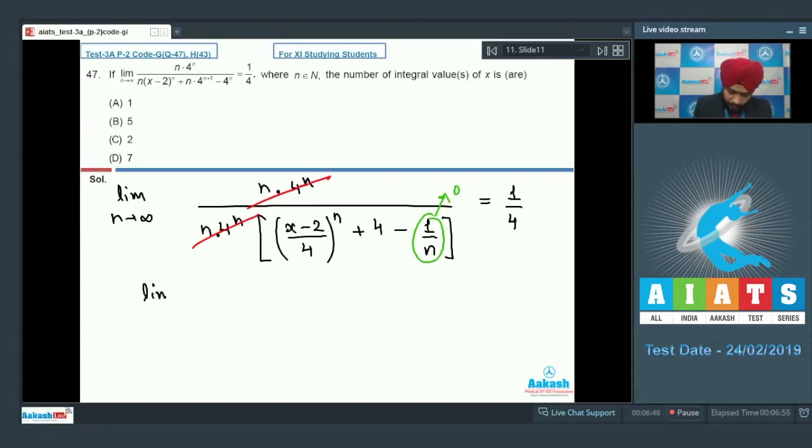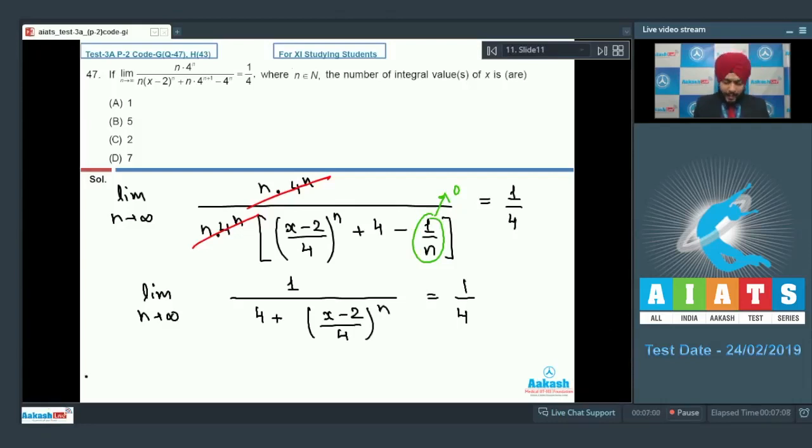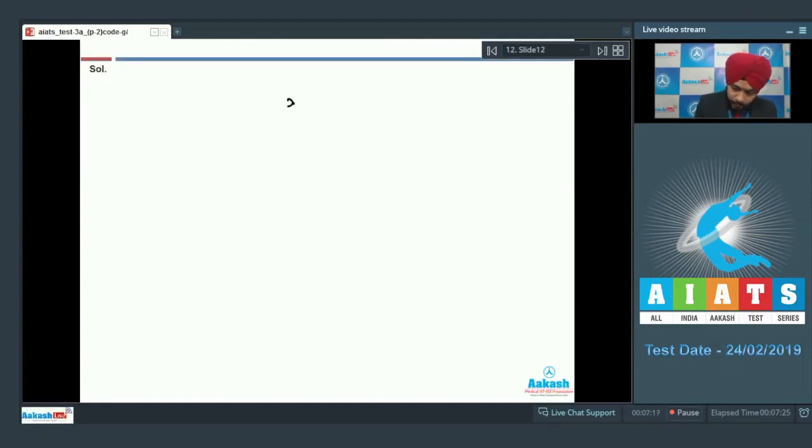So this is limit n tends to infinity 1 upon 4 plus ((x minus 2) upon 4) raised to the power n equals 1 by 4. Equating left hand side and right hand side, it becomes very obvious that this number has to be tending to 0. Which means that (x minus 2) upon 4 needs to be a fraction, because fraction raised to power infinity tends to 0. So if it is a fraction, it will lie between minus 1 to 1. Open intervals at both the ends. So minus 4 less than x minus 2 less than 4. Minus 2 less than x less than 6.